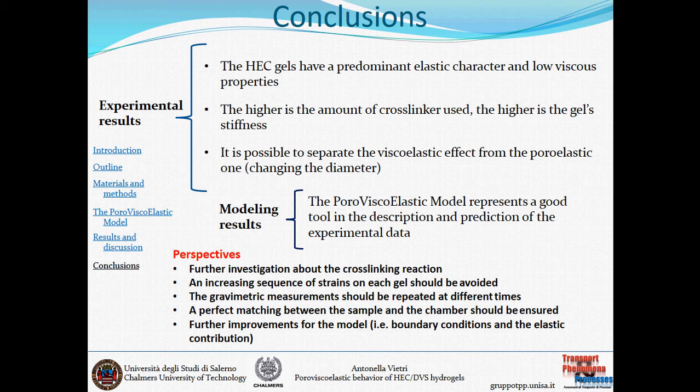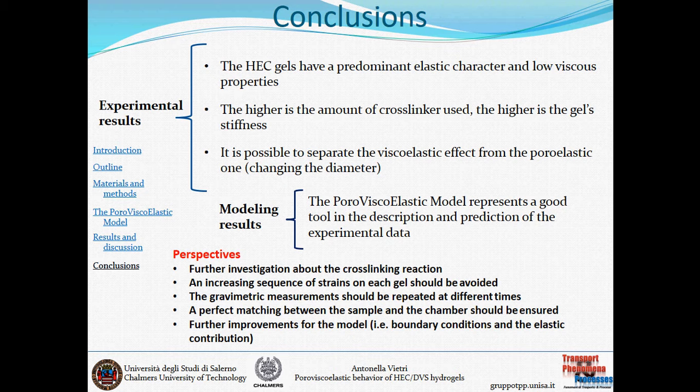From the experimental results, it can be seen that the HEC gels have a predominant elastic character and low viscous property. The higher the amount of crosslinker used, the higher the gel stiffness. It is possible to separate the viscoelastic effect from the poroelastic one by changing the diameter. The poroviscoelastic model represents a good tool in the description and prediction of the experimental data.